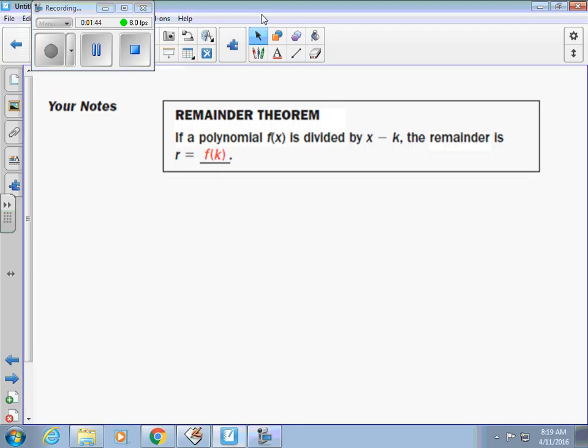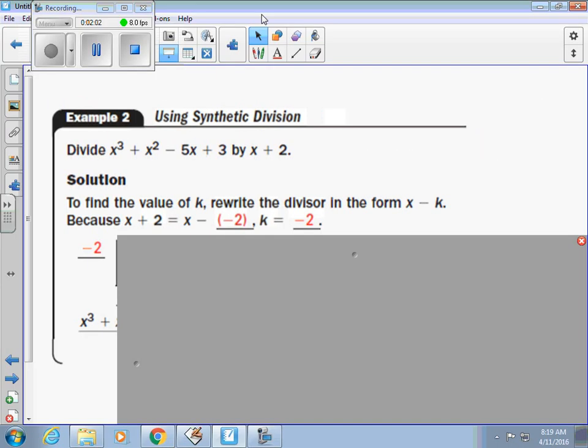The remainder theorem: if a polynomial f of x is divided by x minus k, so it's just saying two terms, that's all you have to worry about. Don't think about x and k and stuff like that. Two terms. The remainder r is equal to f of k. And I'll show you what that means right here.